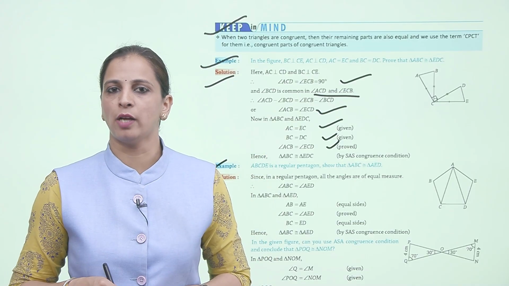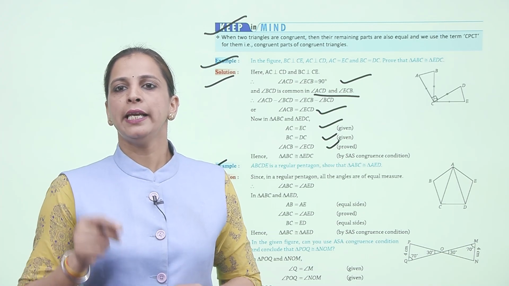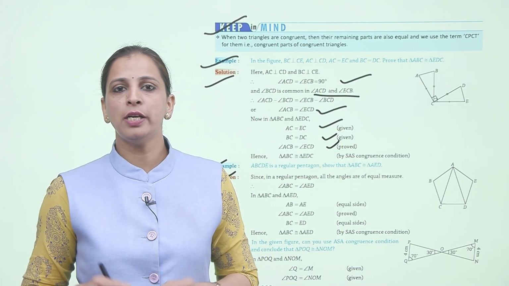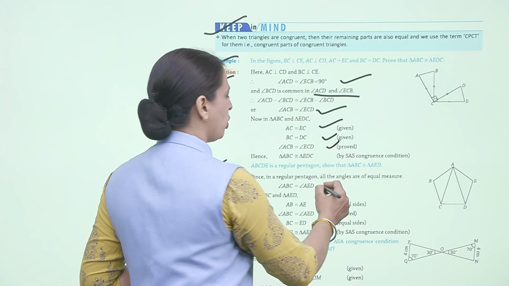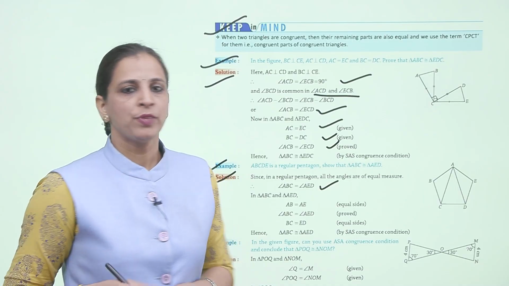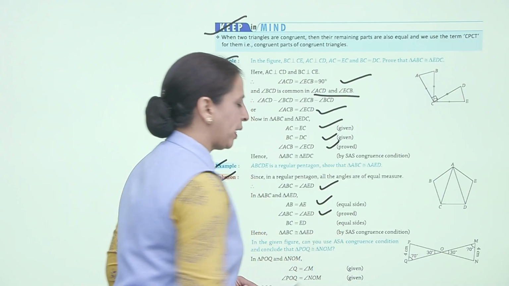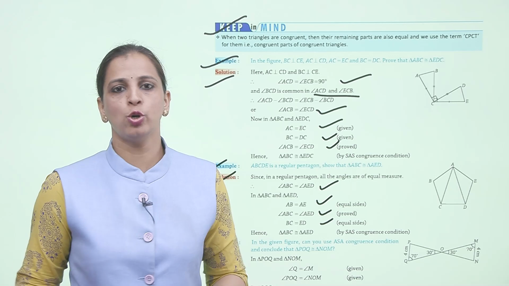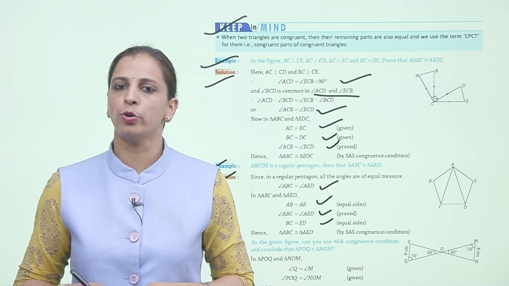ABCDE is a regular pentagon. Show that triangle ABC is congruent to triangle AED. Let's do the solution. Since in a regular pentagon all the angles are of equal measure, so angle ABC is equal to angle AED. In triangle ABC and triangle AED, AB is equal to AE, equal sides. Angle ABC is equal to angle AED, proved. BC is equal to ED, equal side. So triangle ABC is congruent to triangle AED by side angle side congruence condition.